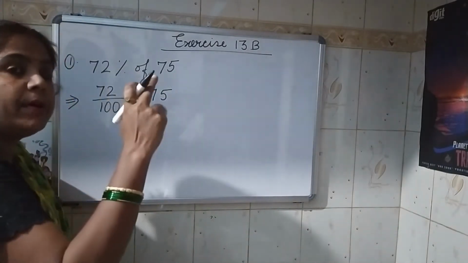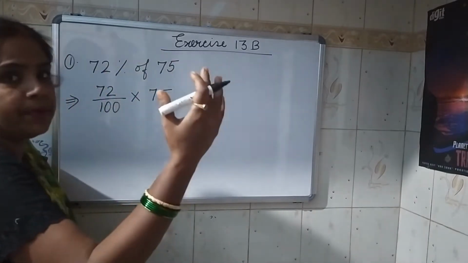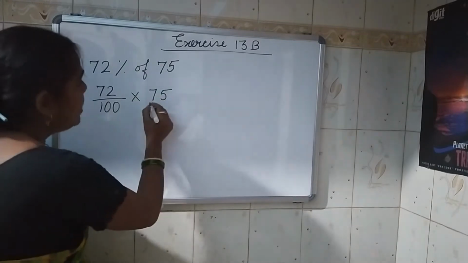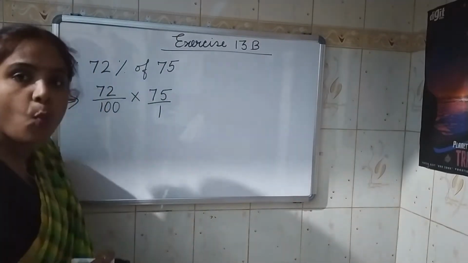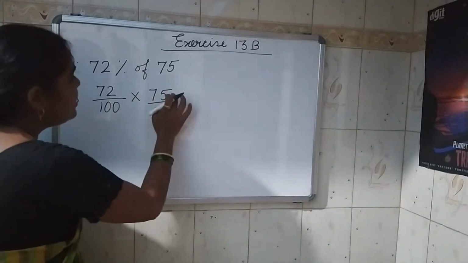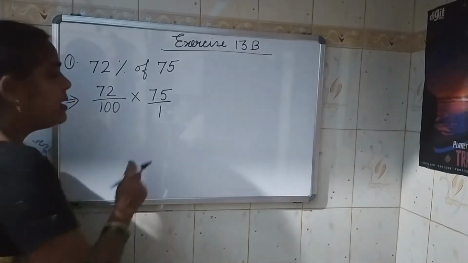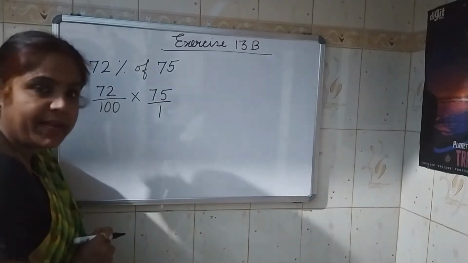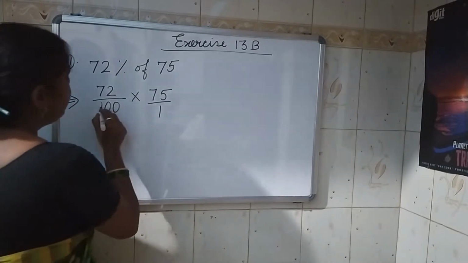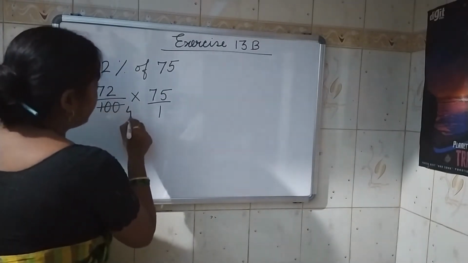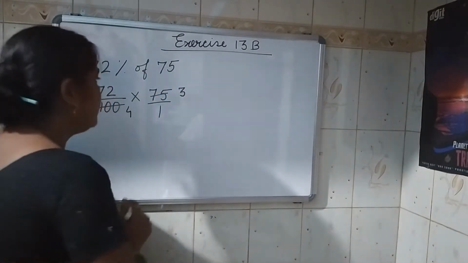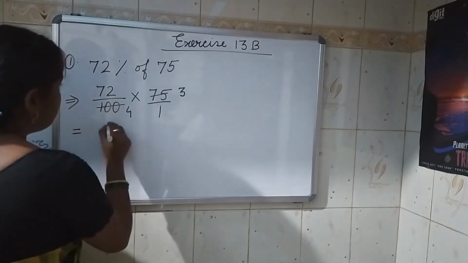Now, if you remember the fraction chapter, when we multiply a fractional number with a whole number, we take the denominator as 1 and we simplify. How to simplify? We see by which number these two are divisible. 75 is divisible by 25 and 100 is also divisible by 25. So 25 fours are 100 and 25 threes are 75. Clear?